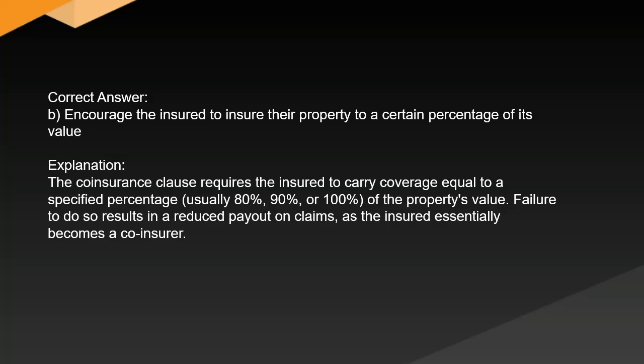Correct answer: B. Encourage the insured to insure their property to a certain percentage of its value. Explanation: The coinsurance clause requires the insured to carry coverage equal to a specified percentage, usually 80%, 90%, or 100% of the property's value. Failure to do so results in a reduced payout on claims, as the insured essentially becomes a coinsurer.